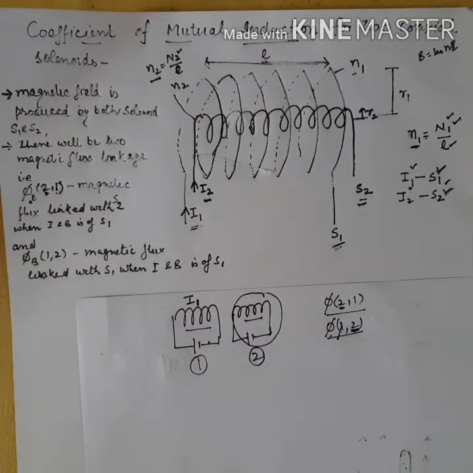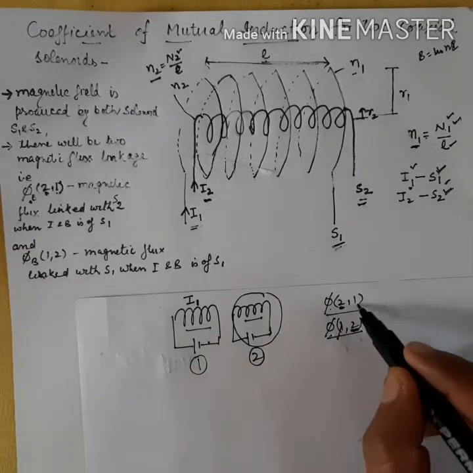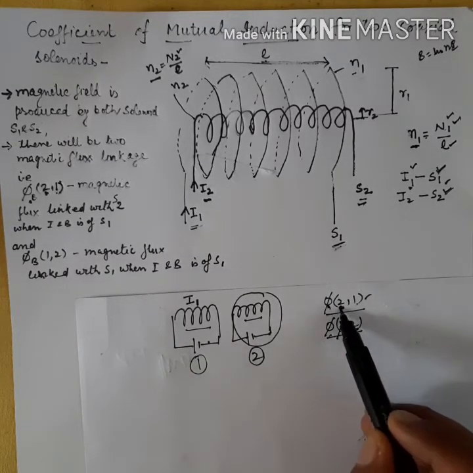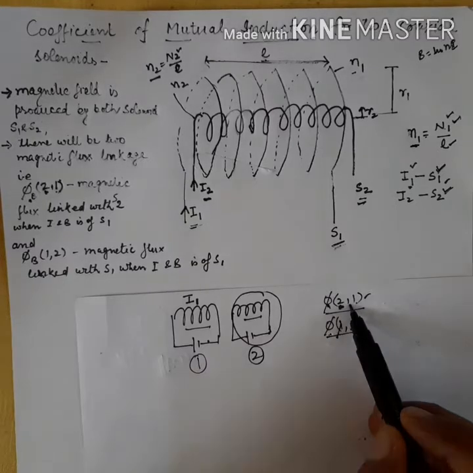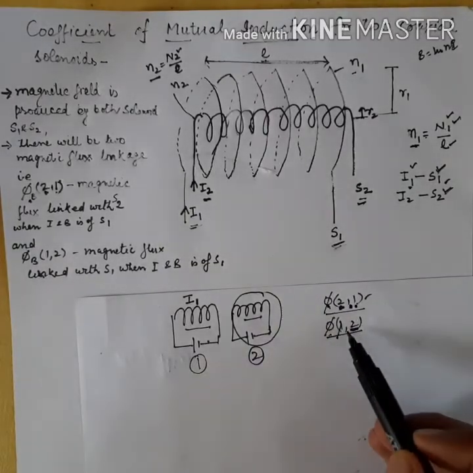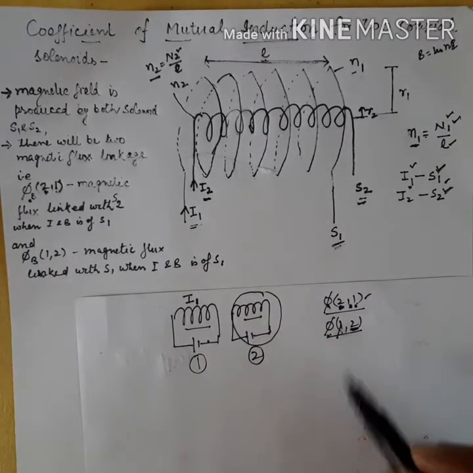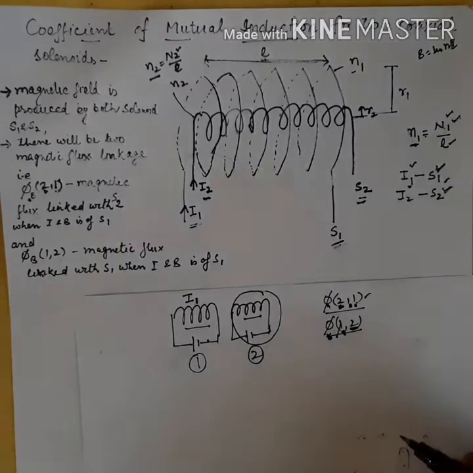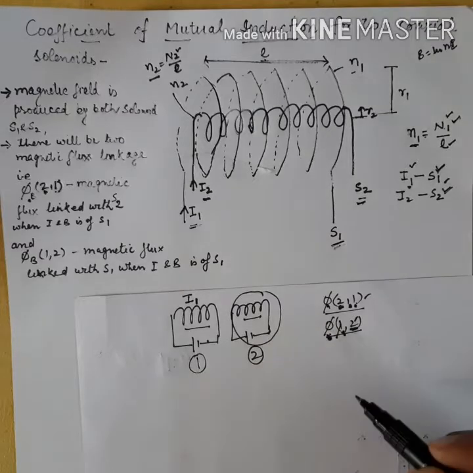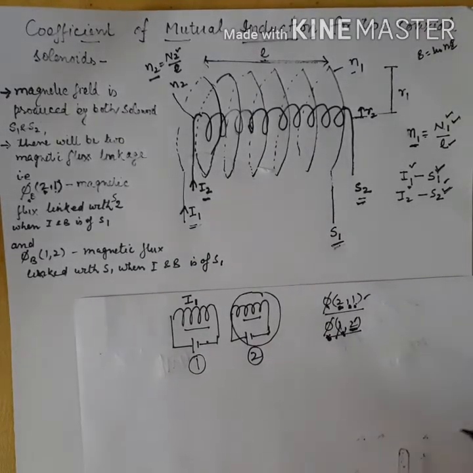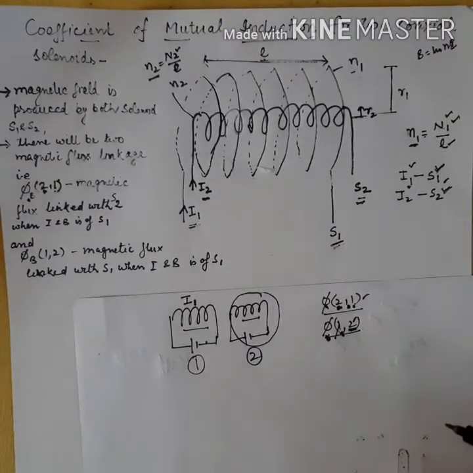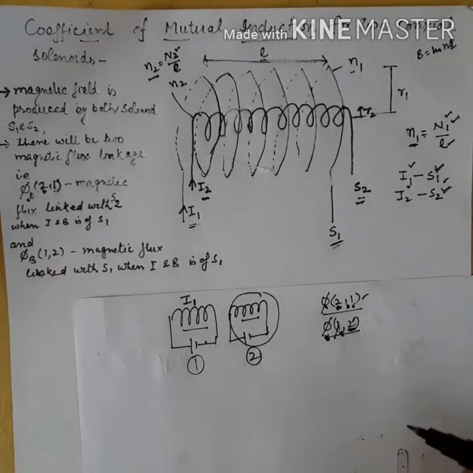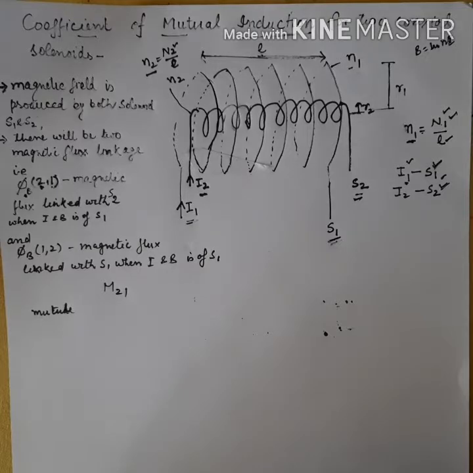The first one is phi 2,1, that is the magnetic flux linked with the second coil when the current is in the neighboring coil, that is S1. Similarly, phi 1,2 is the flux linked with the first one when the current is in the neighboring coil, that is S2. So there will be two magnetic flux linkages.